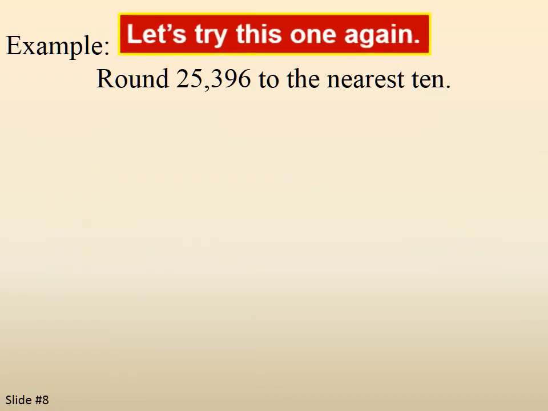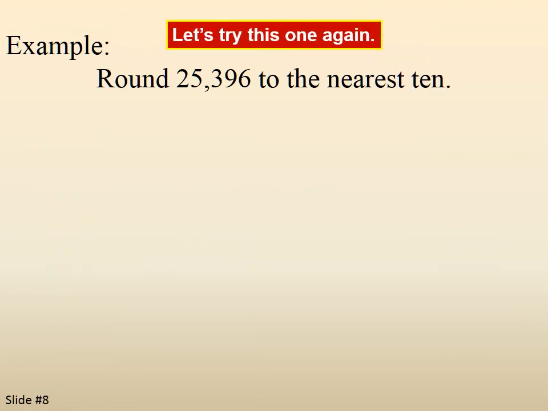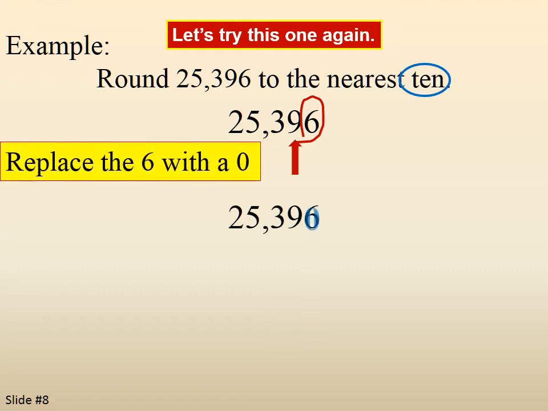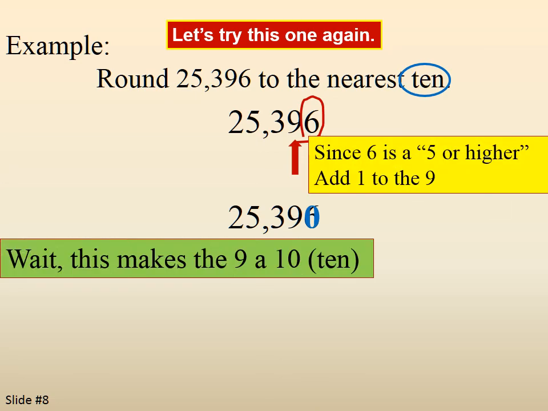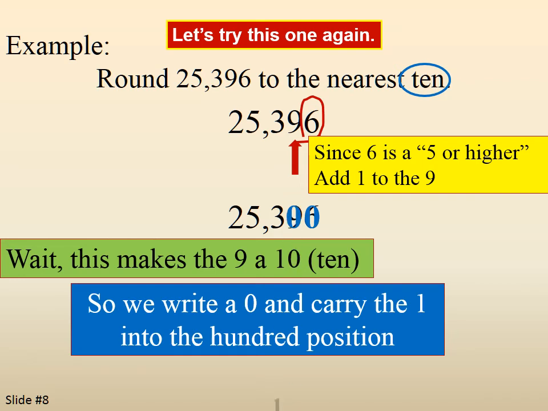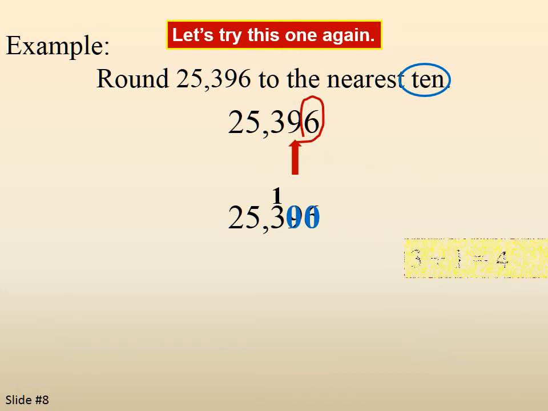Alright, let's try this one again. 25,396 to the nearest 10. We find the tens position, which is where the 9 is. We look one number to the right, which is a 6. Replace the 6 with a 0. Since the 6 is 5 or higher, we're going to add 1 to the 9, which is going to make it 10. So we change it to a 0 and carry the 1. So we basically got a 10 there. And then 3 plus 1 is 4. So it becomes 25,400.